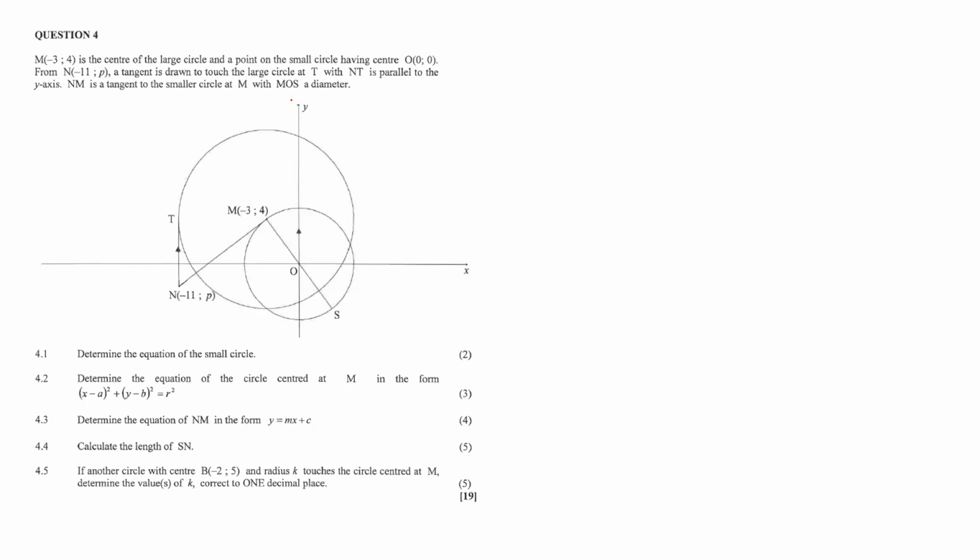Right, we've read the information given. We need to determine the equation of the small circle. So we're going to now solve question 4.1. Right, and to determine the equation of the small circle, we realize that it's centered at the origin, so the equation is x squared plus y squared is equal to r squared. And therefore r squared is the same as what? It's the same as minus 3, because you see the point M there. The point M has coordinates minus 3, 4.